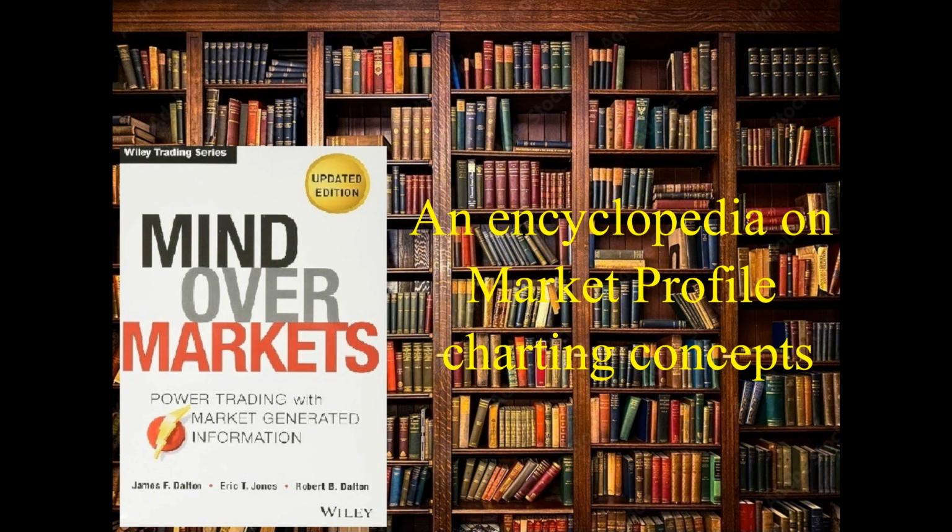A key feature is the point of control, POC, the price level with the highest time spent. Also crucial is the value area, the range where 70% of trading occurred. Dalton teaches traders to read the profile to identify patterns like double distributions, trend days, and failed auctions. This perspective changes how you view every candlestick on a chart.